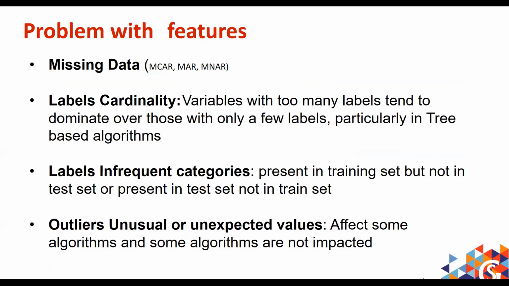The other problem is label cardinality. What we say is, variables with too many labels. If you have too many classes, then whichever has few labels may be dominated by the ones with too many labels. Particularly in tree-based models, where decision trees are divided based on the different groups, that time it becomes a problem. So this is just for your info.